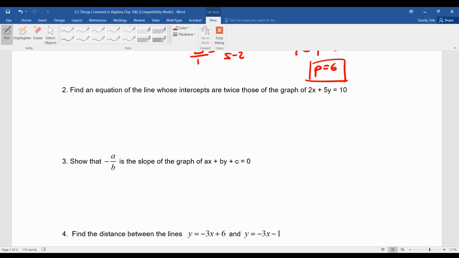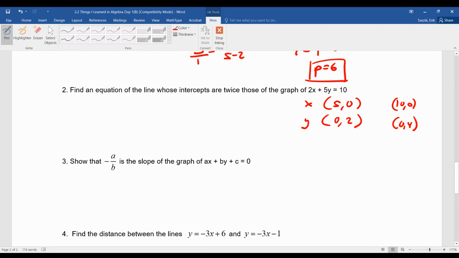Well, using the technique that we did on the front, you should easily be able to determine the x-intercept and the y-intercept of this thing. I'm not going to show that. You can go back and look at the two opener problems. This would be (5, 0). This would be (0, 2). Now it says to double them. Well, obviously this is going to be (10, 0), and this would be (0, 4).